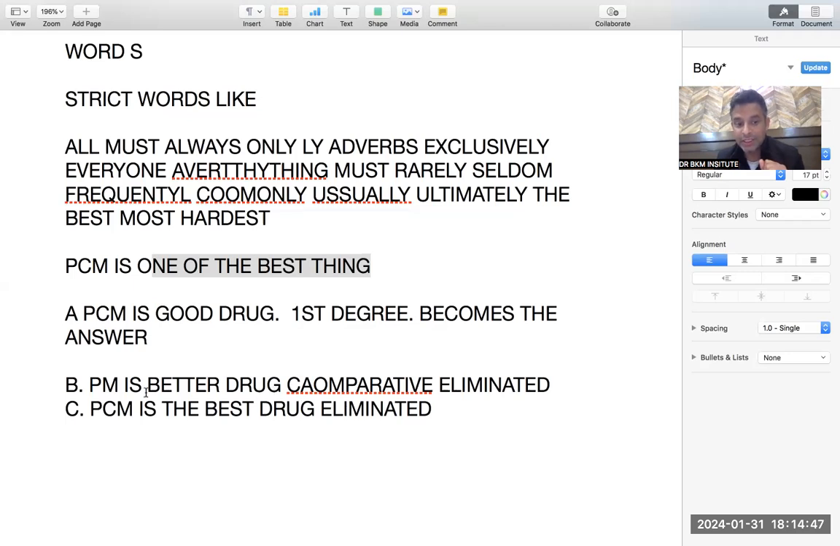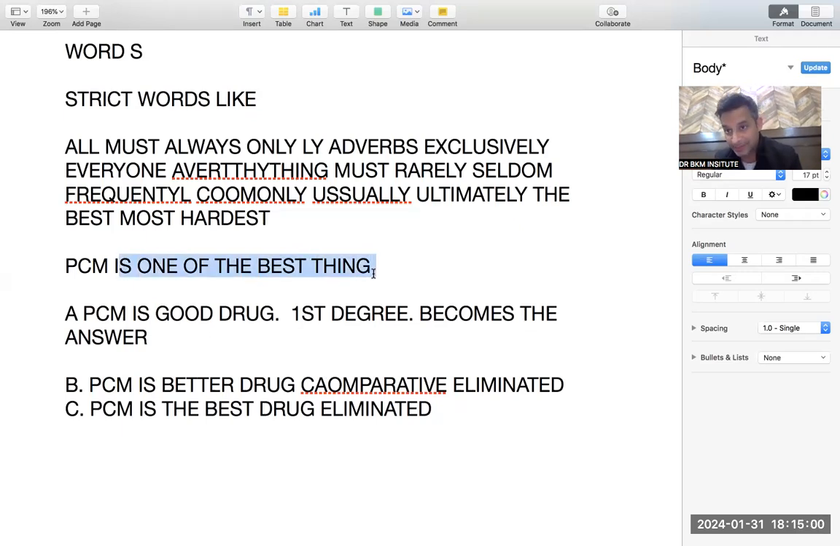If the second option is saying Taj Mahal is a better wonder, then I need to have a comparison with some other wonder. But in the paragraph, there is no comparison given. So my answer becomes option A, paracetamol is a good drug, because when it is one of the best drugs, then at least this is certain, that it is a good drug.